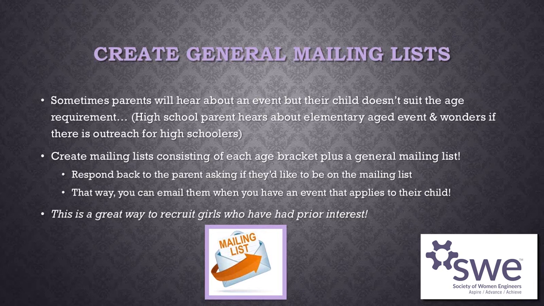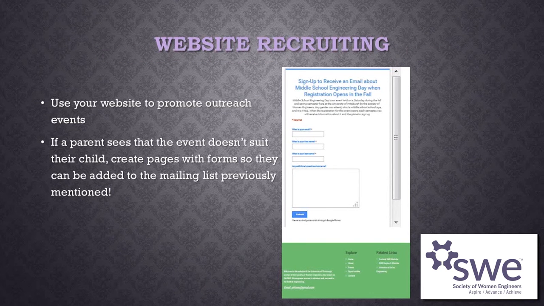And then also, maybe there can be a general mailing list. So some parents might have multiple children, and they might be interested in all your events. Or maybe, you know, they're a Girl Scout leader of many ages, things of that nature. So then anytime you have an outreach event, you can email it to that mailing list. And it's just a really great tool to recruit girls who have had prior interest, or the parents have had prior interest. So these are probably girls who are going to sign up because they already have reached out to you. Also, you can promote your outreach events on your website.